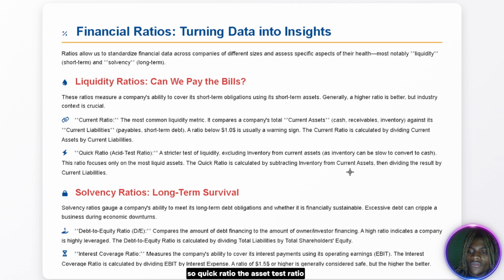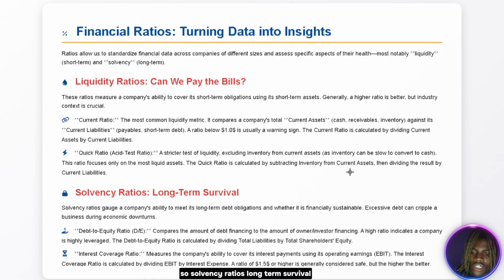So, the quick ratio, the acid test ratio. A stricter test of liquidity, excluding inventory from current assets, as inventory can be slow to convert to cash. This ratio focuses only on the most liquid assets. And the quick ratio is calculated by subtracting inventory from current assets, then dividing the result by current liabilities.